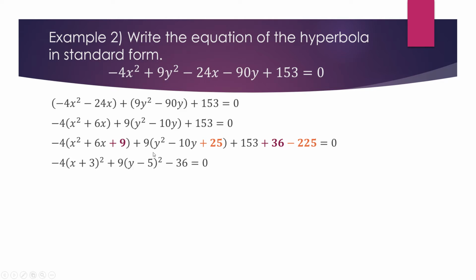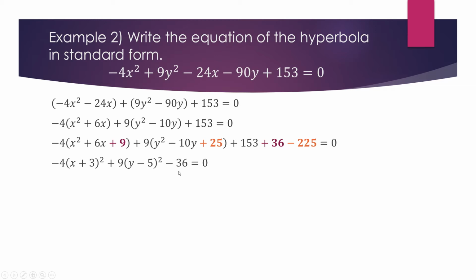We do a little bit of simplifying here. X squared plus 6x plus 9 gives us x plus 3 squared. Remember, what is inside the parentheses will always be half the b value. Half of positive 6 is positive 3. Half of negative 10 gives us negative 5 for our y set of parentheses. And then if we combine these three terms, positive 153 plus 36 minus 225 happens to be negative 36.